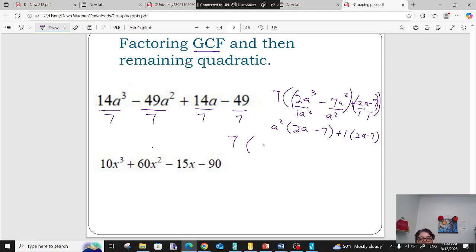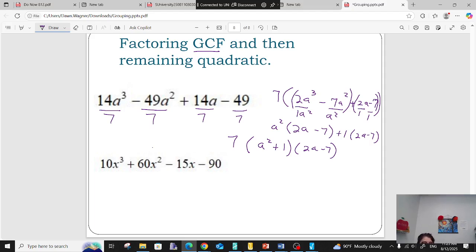So I'll have that 7 out there. I'm going to have a squared plus 1. And then I'm going to have 2a minus 7. So this would be the 4 terms factored by grouping. But I had to take out a GCF first. So I divided everything by 7, then split it in half, and found the greatest common factors of both sets.